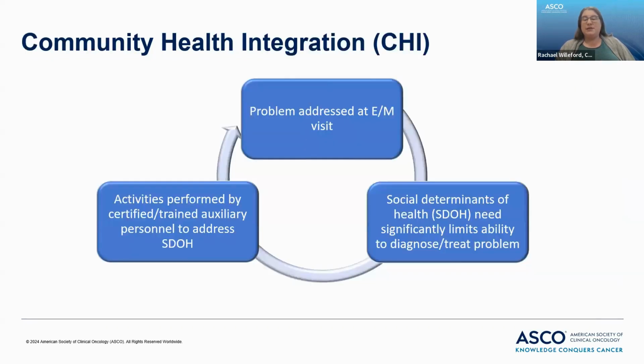The first of these services, community health integration, is initiated at an evaluation and management visit, at which a problem is addressed and social determinants of health needs are identified that significantly limit the provider's ability to treat or diagnose the problem that was addressed. Certified and/or trained auxiliary personnel, which may include community health workers, then address social determinants of health needs in supportive activities that make up the community health integration services.